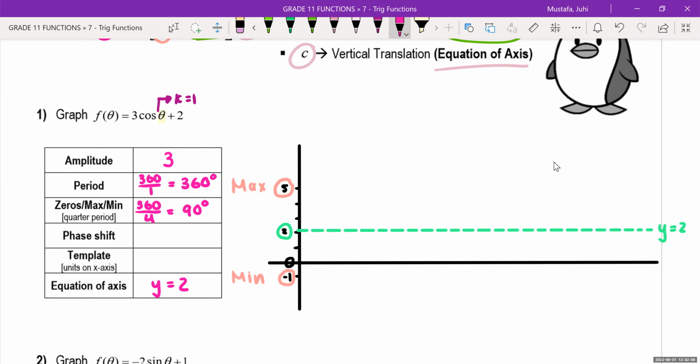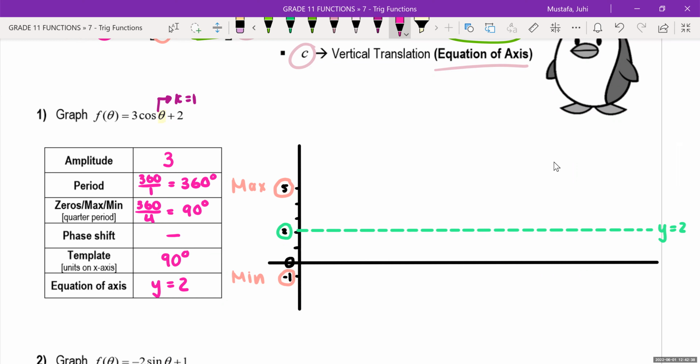Is there a phase shift in this graph? Do we have a number after the theta that tells you you're moving to the right or to the left? There isn't, so we're just going to put a dash or nothing there. And the template is just what I write down to tell me how many units I'm moving to the right or to the left. And that's often just your quarter period. Here it is 90 degrees, and that's what I'm going to be putting on my x-axis.